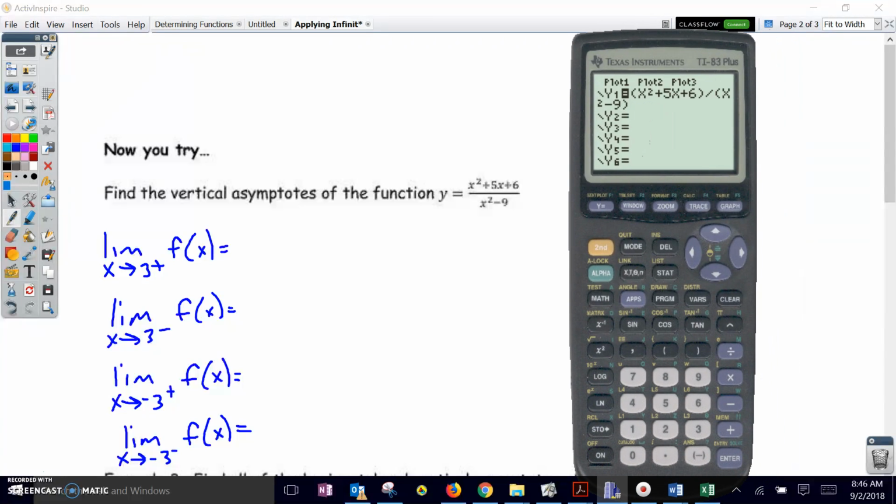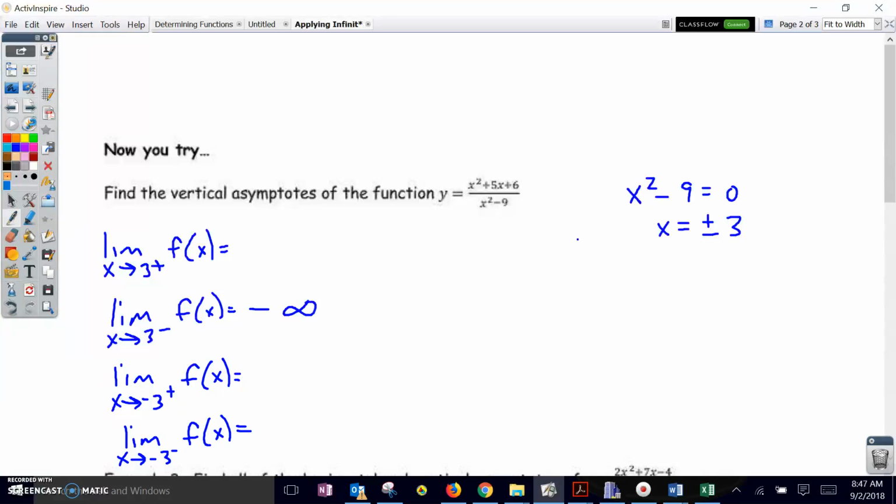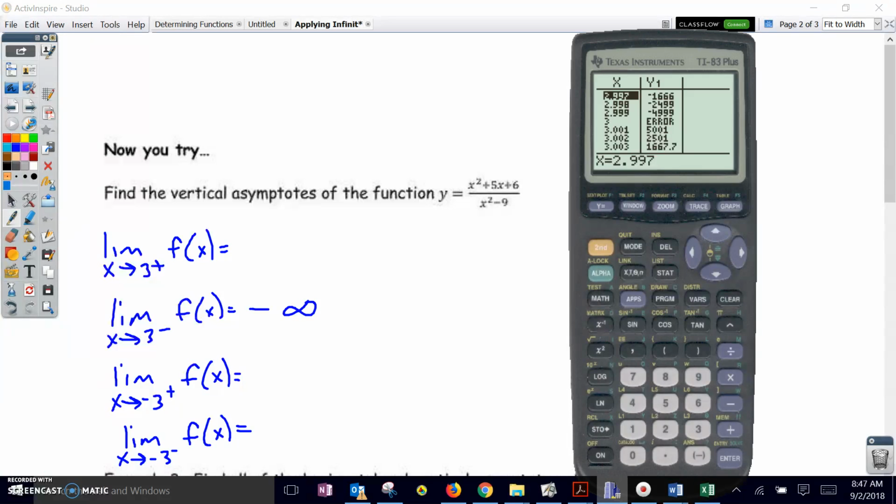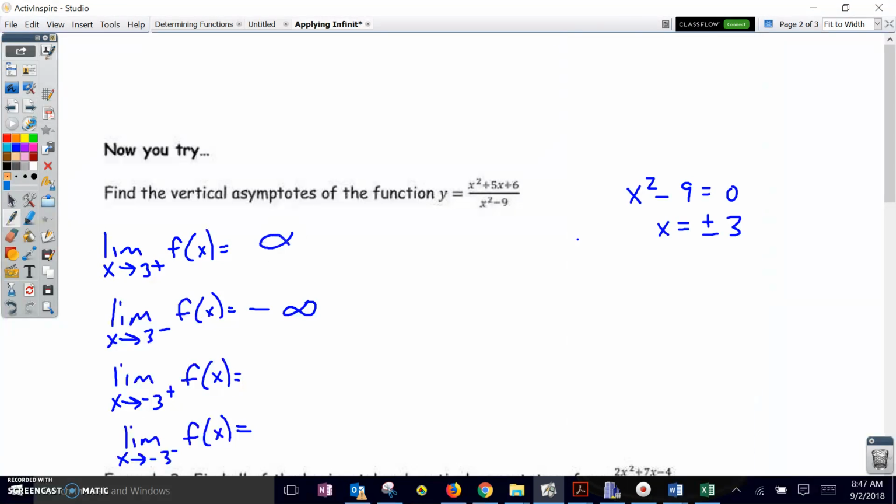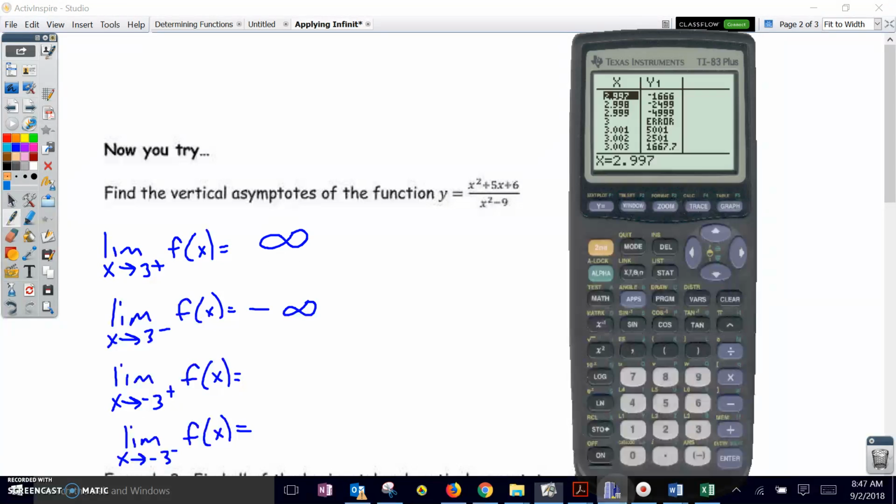So I first set up my table to find the limit around 3. And as it approaches 3 from the left, it's getting bigger and bigger negative numbers. So that's negative infinity for the limit. And as it approaches 3 from the right, it's getting to be bigger and bigger positive numbers. So that approaches infinity. Alright, that takes care of those two.